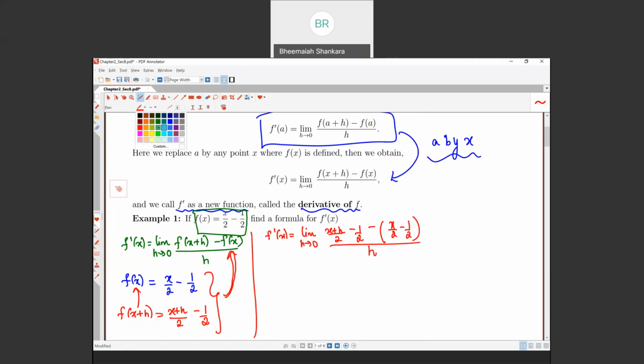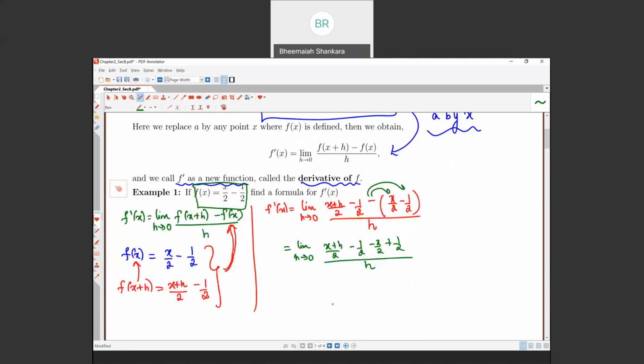So the negative outside is distributed to each of these terms. So this is the limit as h approaches 0 of x plus h over 2 minus 1 half minus x over 2 plus 1 half, divided by h. Now the negative and the positive 1 half get cancelled. And we have two fractions in the numerator which have a common denominator 2. So I'm going to bring the common denominator 2 and write the numerator as x plus h minus x. The entire fraction is divided by h.